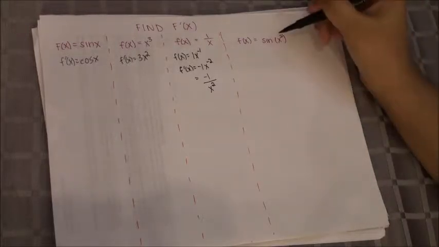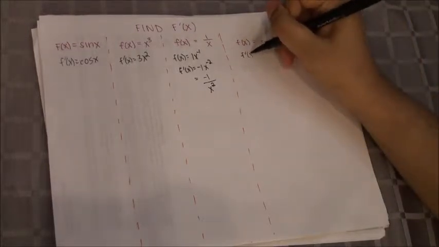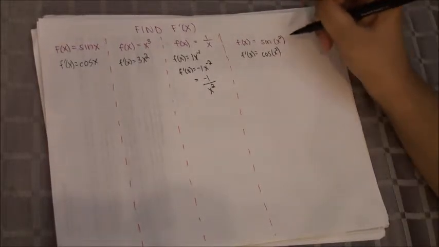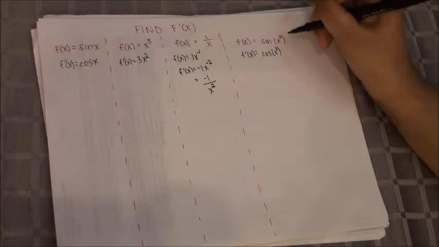Now for this question, you're going to have to use the chain rule. So first, let's take the derivative of what's on the outside, which is the sine function. F prime of x is equal to cosine of x squared. We do not touch what is in the middle or in the parentheses.